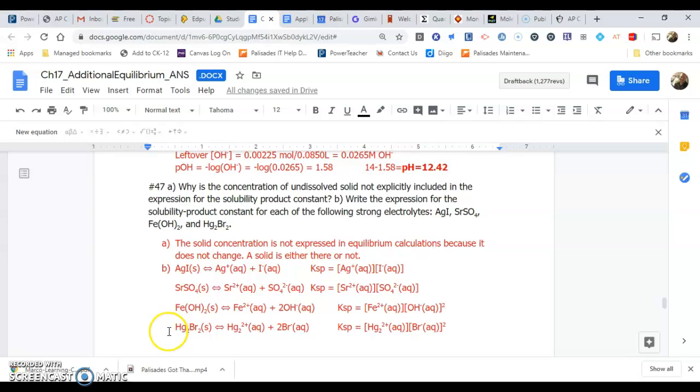This one's funky, the mercury 2 bromide. Mercury 1 bromide, I'm sorry. Mercury 1 bromide is funky because it's a diatomic ion. Don't worry about it. You're not going to come across it in real life. If you do, it's a really bad situation and you're specifically a mercury chemist. So don't worry about that too much.